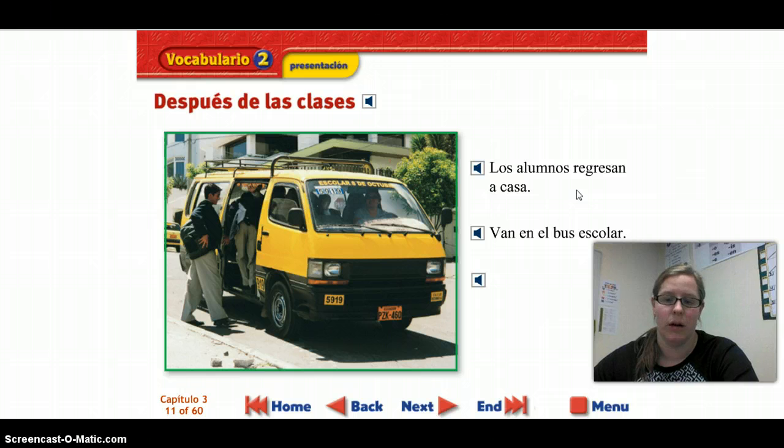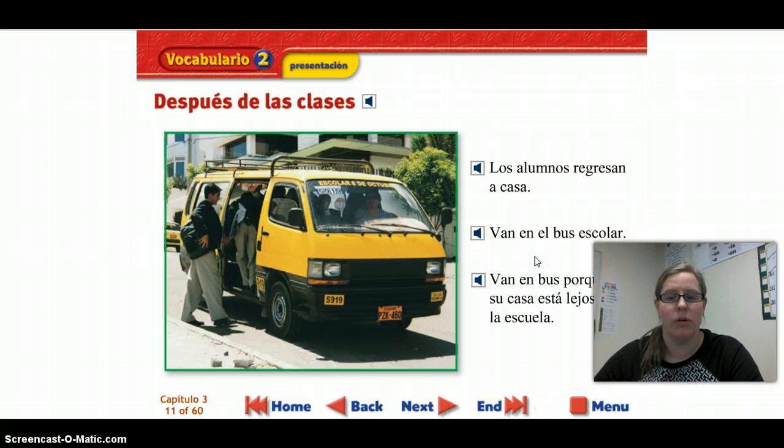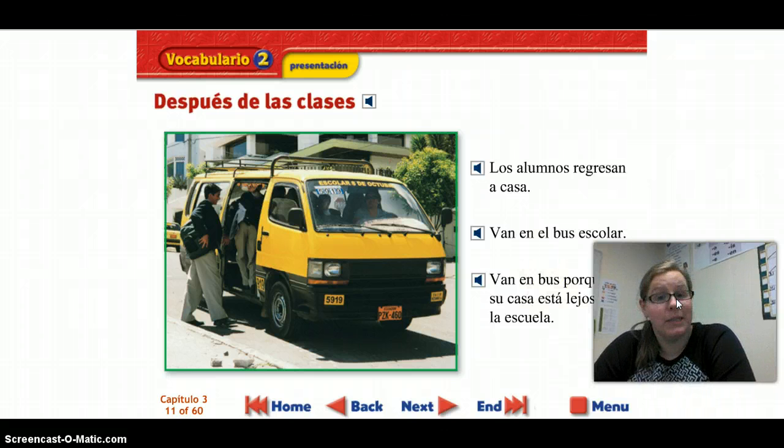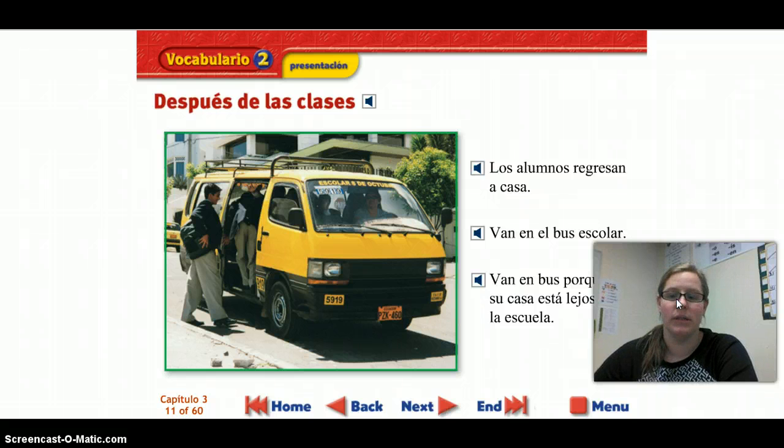Van en el bus escolar. So they go on the school bus. But you'll notice this is more like a van. And we've talked about how in Latin American countries, you're more often to find a van than really a bus. Okay? And van en bus porque su casa está lejos de la escuela. Now, depending on when you watch this video, you might know what está means or you might not. But you might remember our question from the beginning of the year, ¿Cómo estás? How are you? So we can say the house is far from school. So obviously they're not going to walk to school or ride their bike to school if their house is very far. So they're going to go on the bus.